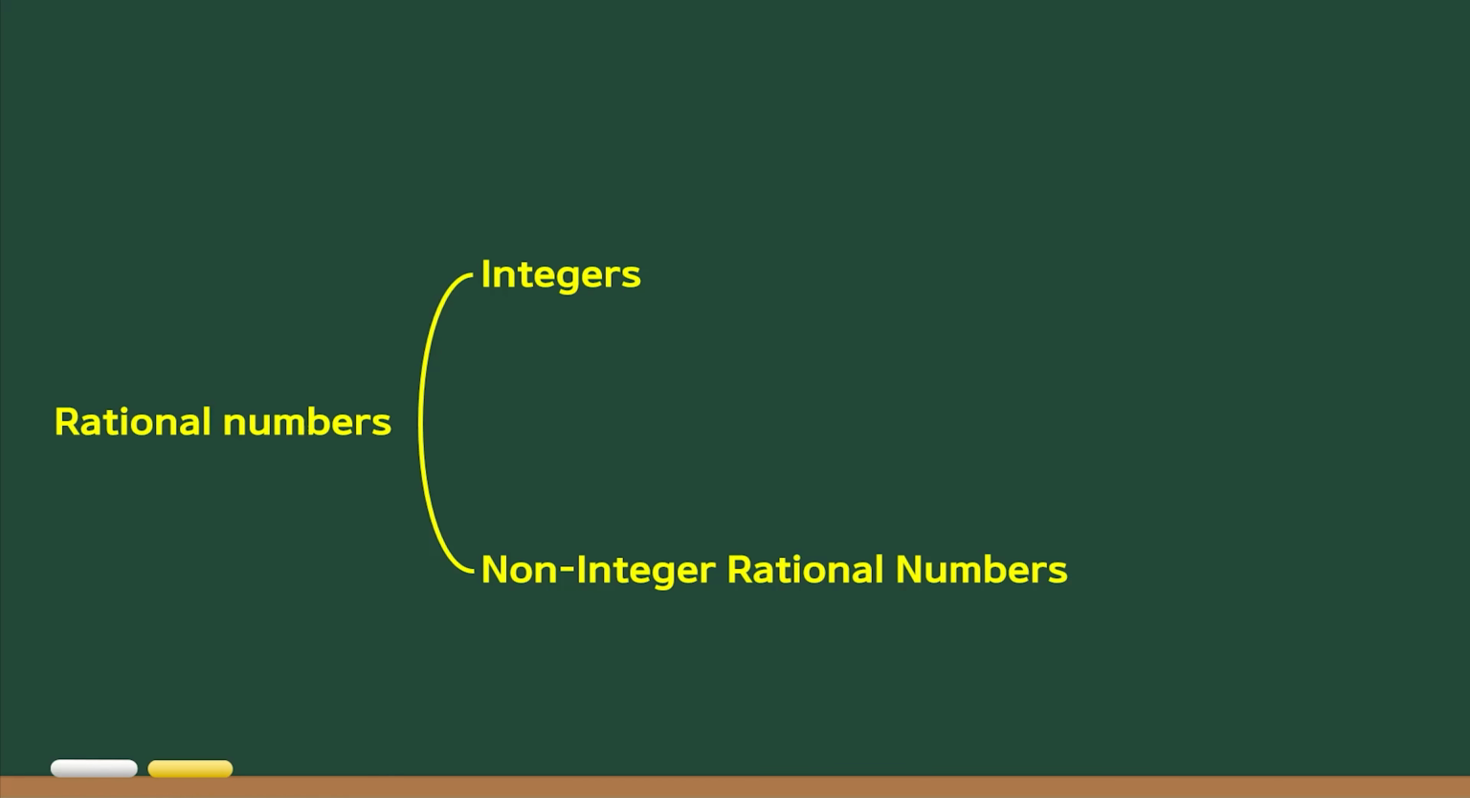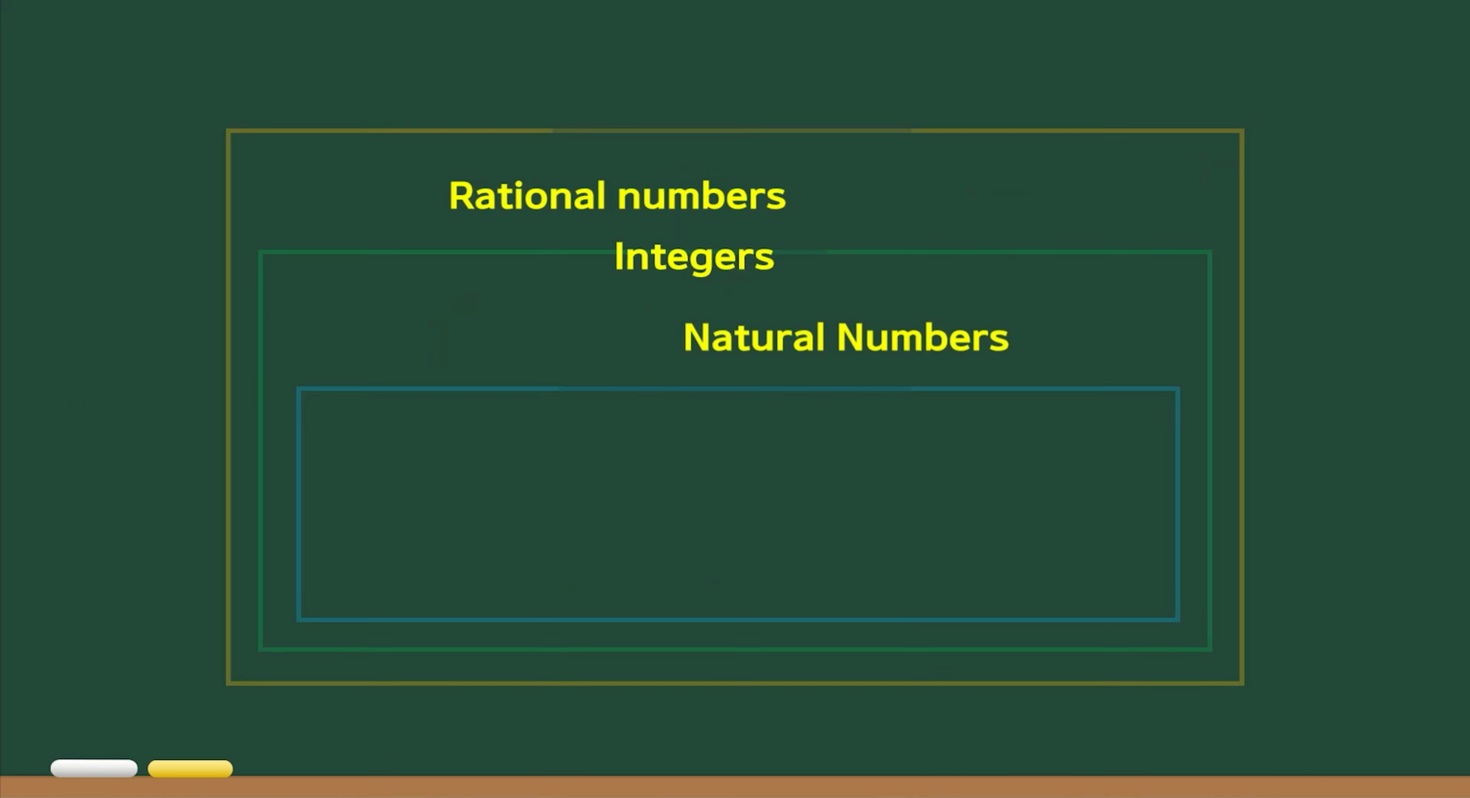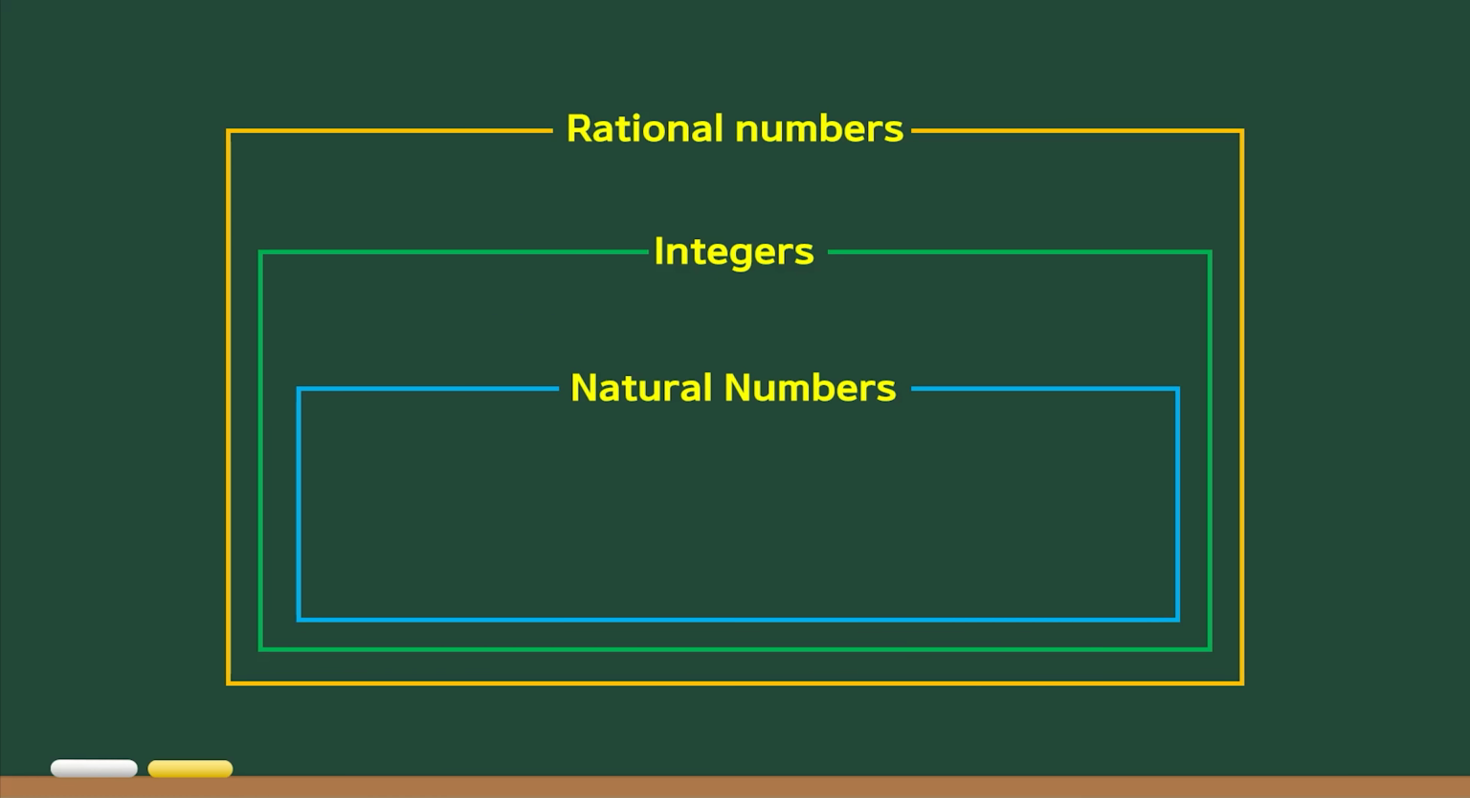Now, we can organize the full classification clearly. Rational numbers split into two groups, integers and non-integer rational numbers. Inside the integers, we have negative integers, 0, and positive integers. And in this lesson, positive integers are the same as natural numbers. So, the big picture is natural numbers are inside integers and integers are inside rational numbers.